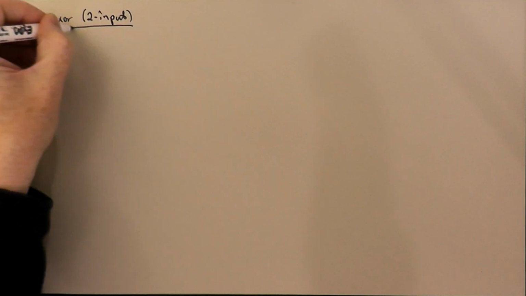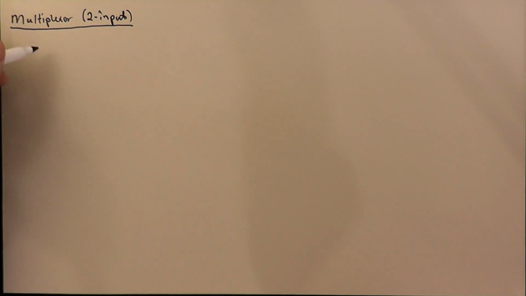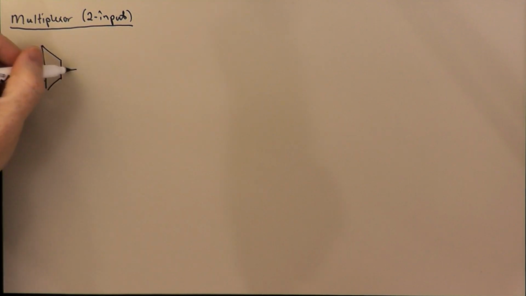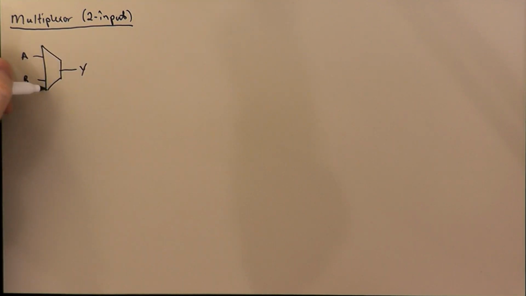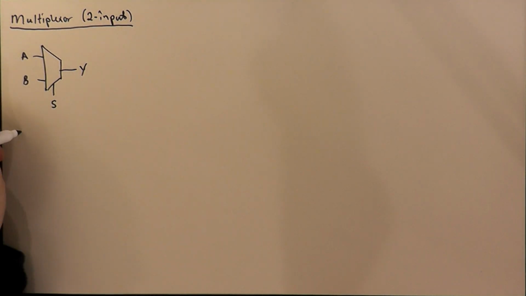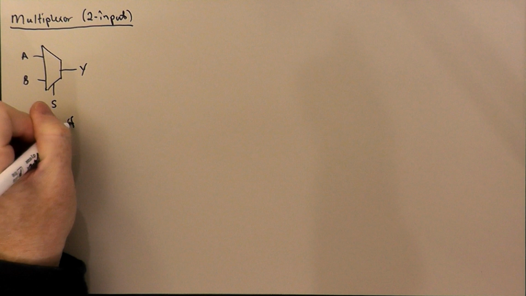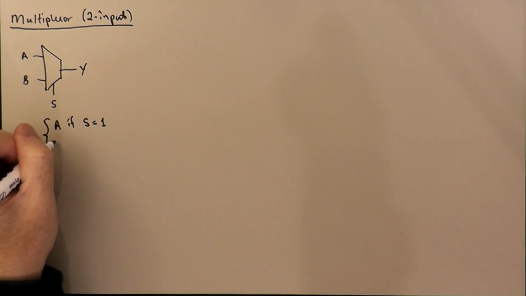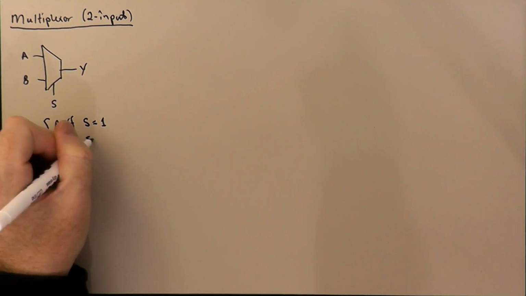This is a circuit that will have two inputs, let's say A and B, and a single output Y, and it'll have a thing called a selection signal, S. What this will do is make Y equal to either A or B depending on the selection signal S. So we could describe the behavior as Y is equal to A if S is equal to, let's say, 1, or it's equal to B if S is equal to 0.